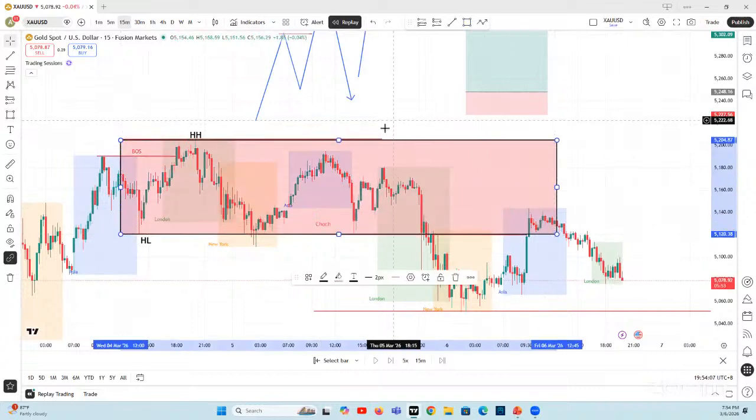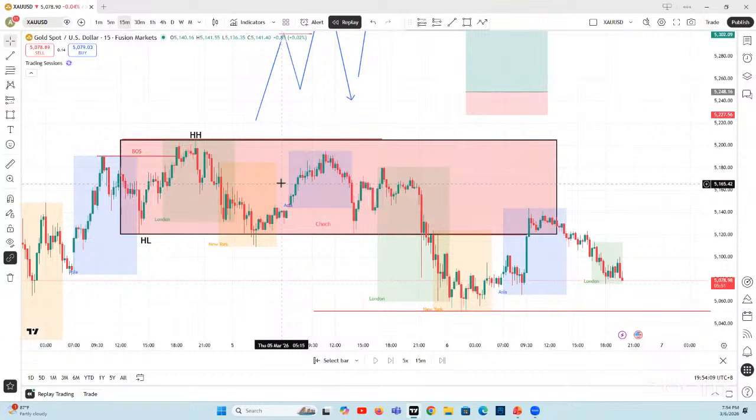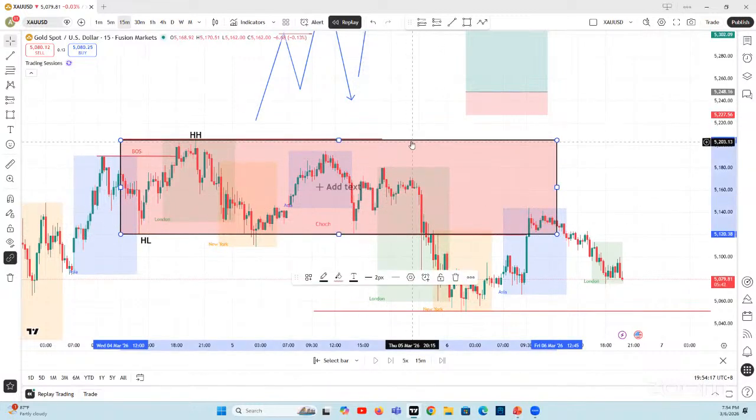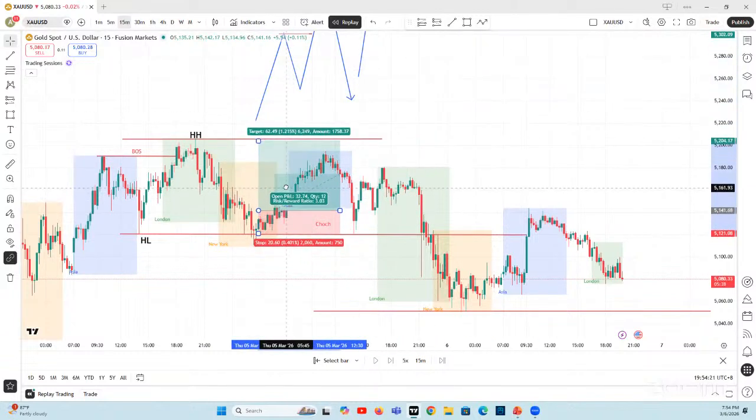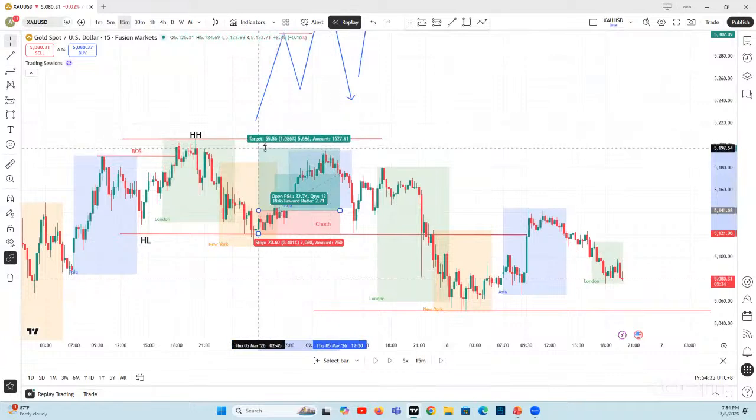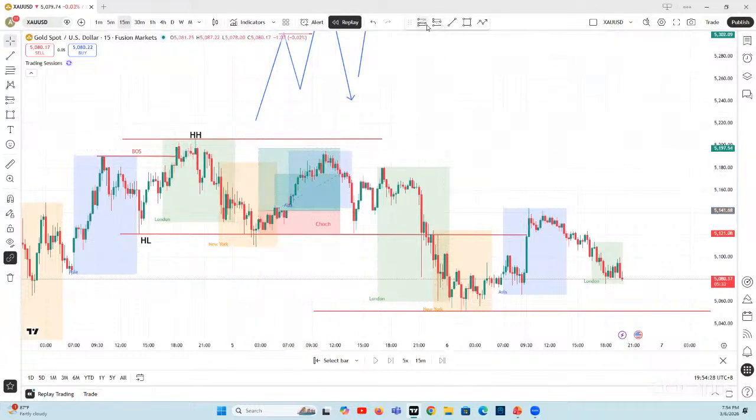Anything inside this, okay, you are only thinking of buying. When it reaches this low here, you think of buy. It reaches this low here, you think of buy. You can put your buy trades there. Just like this. And target some highs here. You see, my friend?